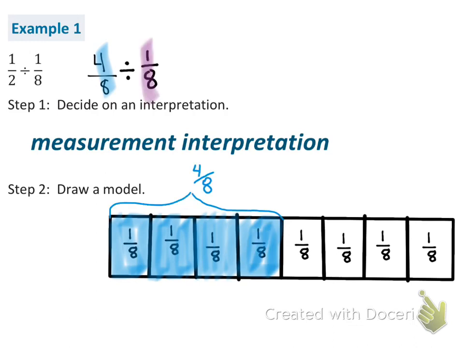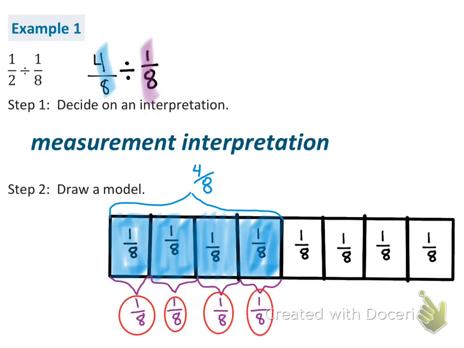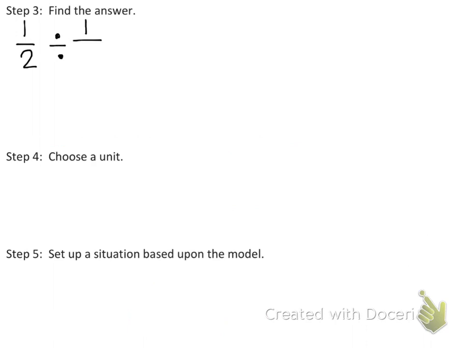Next, I need to see how many groups of 1/8 are in 4/8. So here's 1 group, 2 groups of 1/8, 3 groups of 1/8, 4 groups of 1/8. 1, 2, 3, 4. There are 4 groups of 1/8. So for step 3, find the answer, we kind of already did that. We know the answer is 4, right?